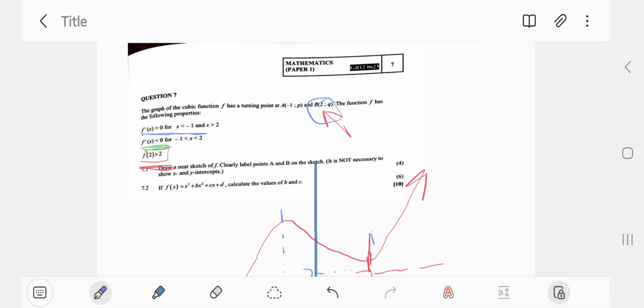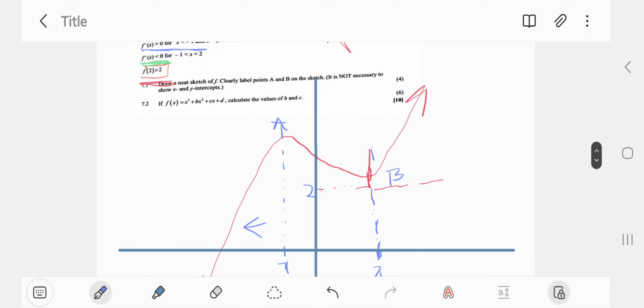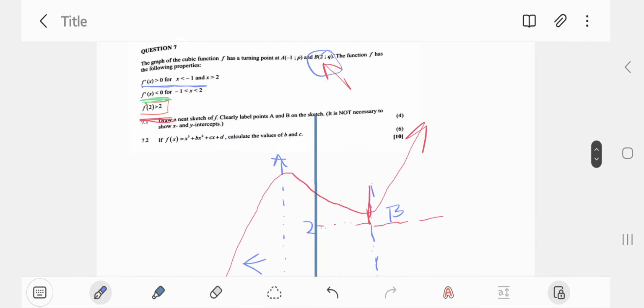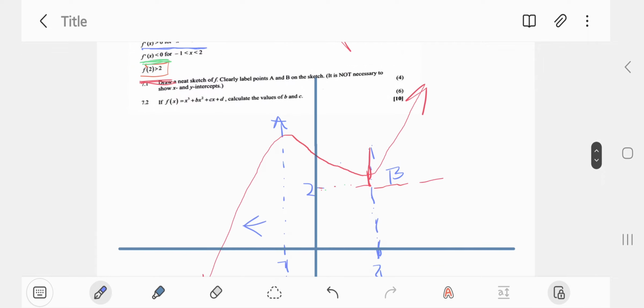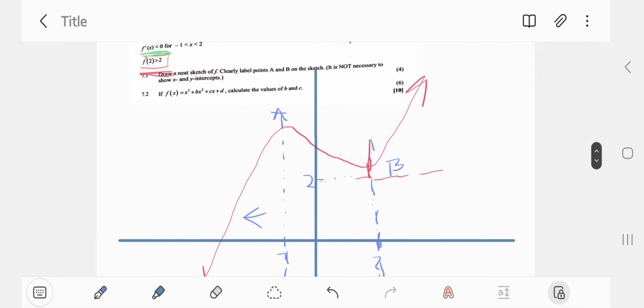So let's label our turning points, and this one is A, and this is B, right? So we have that there. So we cool, right? That's it for that one, and then let's go to the next one.